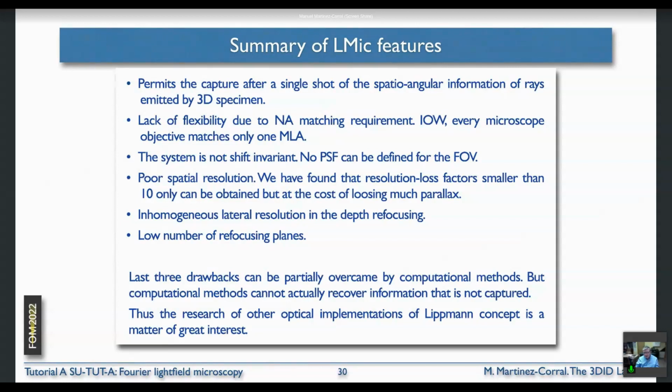I will not explain it here, but the system is not shift invariant. So actually, a point spread function that can be used for the whole field of view cannot be defined. You can define a small region by small region, the corresponding point spread function, but the system is not shift invariant. You cannot have a point spread function common for the full field of view.